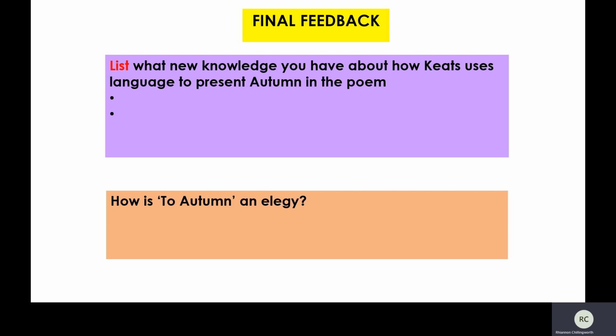So finally, just to end, I'd like you just to summarise, because it would be good to include in your essay, how To Autumn is an elegy. So just write a sentence summarising that, and then it's the end of the lesson.